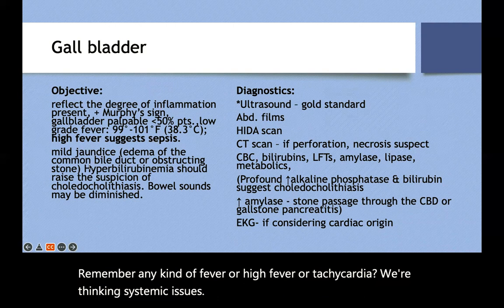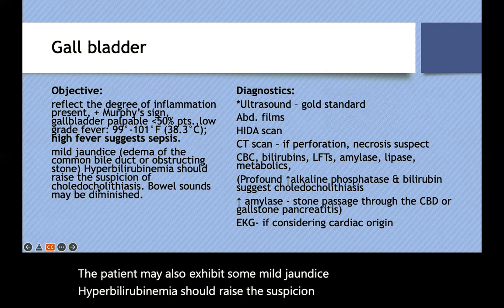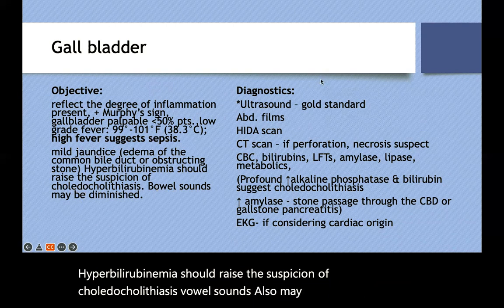The patient may also exhibit some mild jaundice. Hyperbilirubinemia should raise the suspicion of cholelithiasis. Bowel sounds also may be diminished.